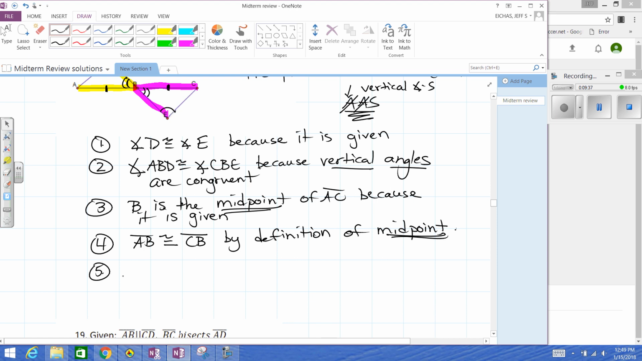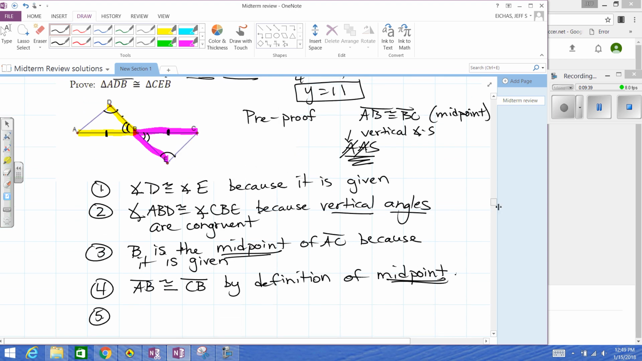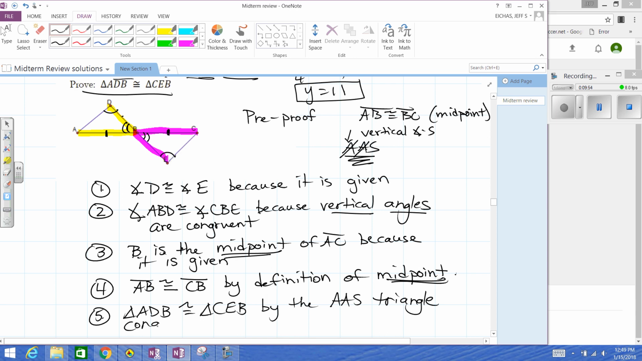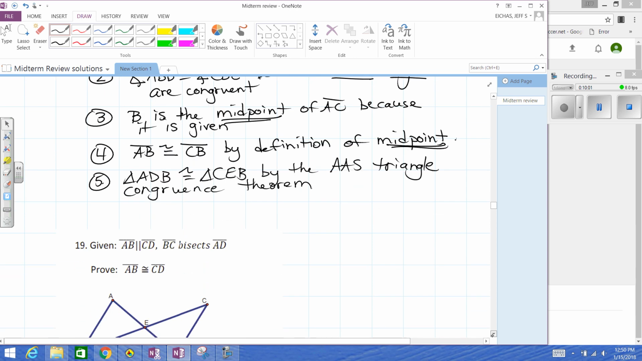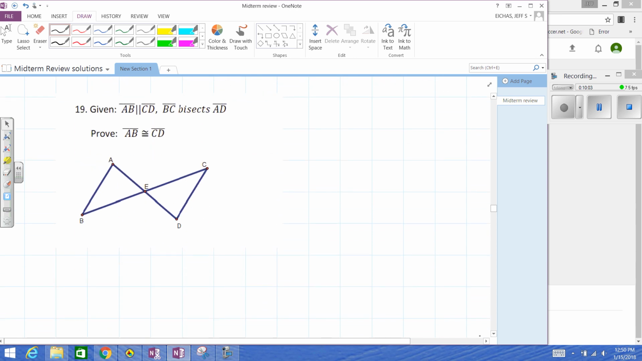Now the triangles are congruent. Triangle ADB, we should write it the same way they asked for it, congruent to triangle CEB by the angle angle side triangle congruence theorem. And nice job, there is one of our proofs. Okay, here comes another one. You know what? That's a 10-minute video, so I will do the next proof in another one.